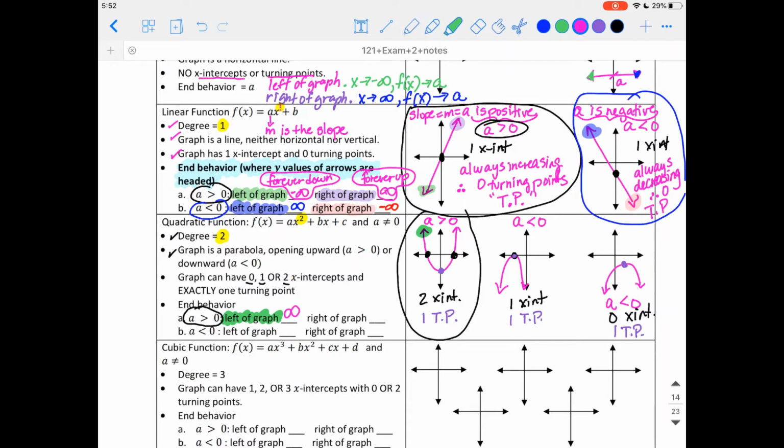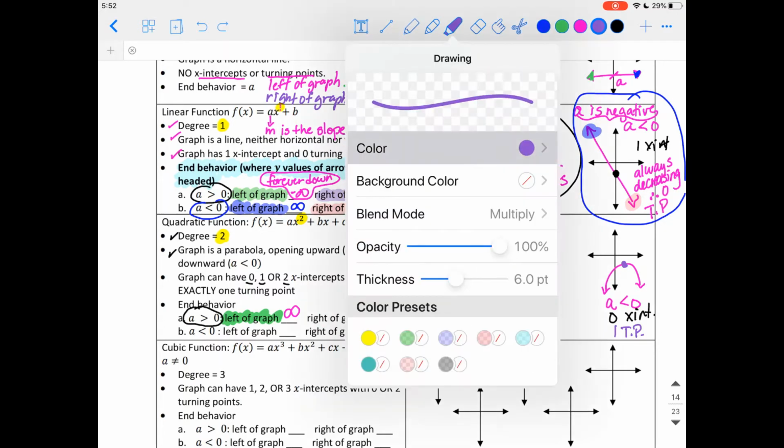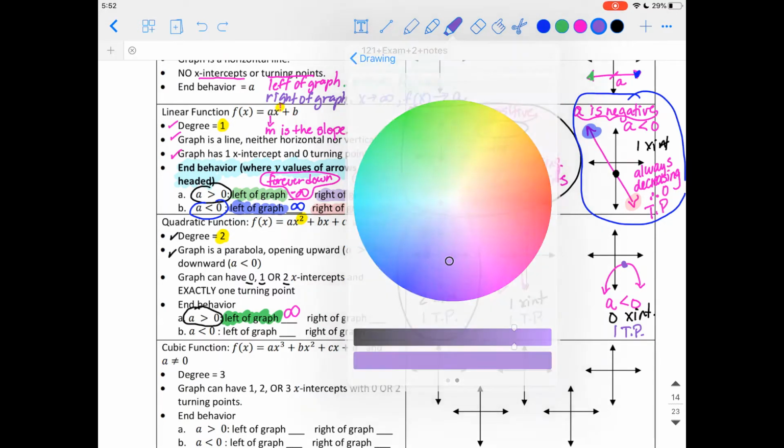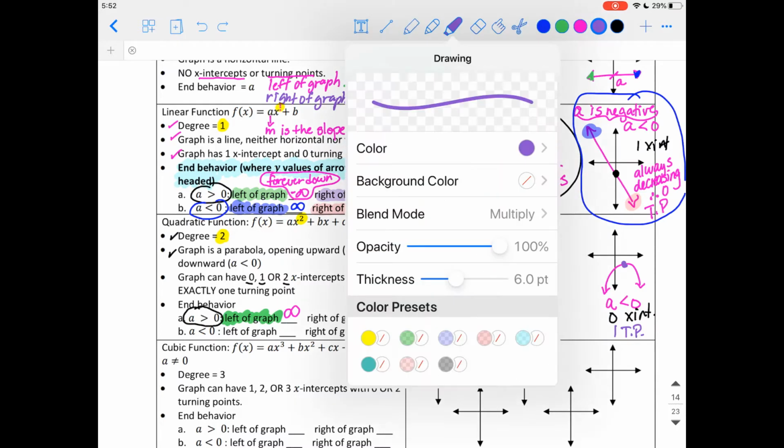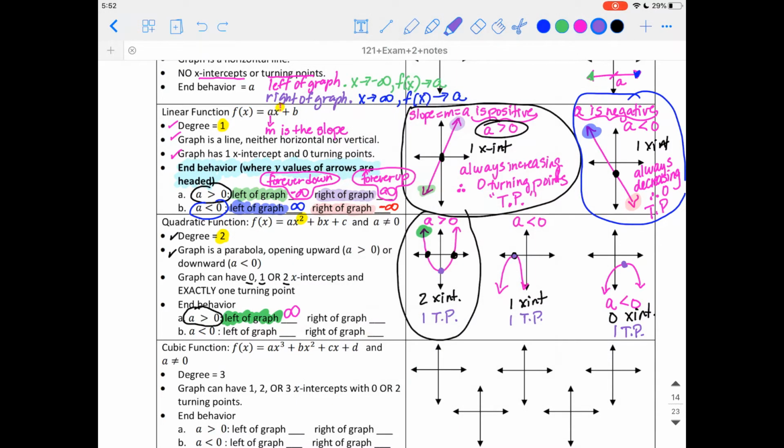And the right of the graph on an a greater than 0 type of graph is this arrow here. And so where are my y values headed? They're also headed forever up.